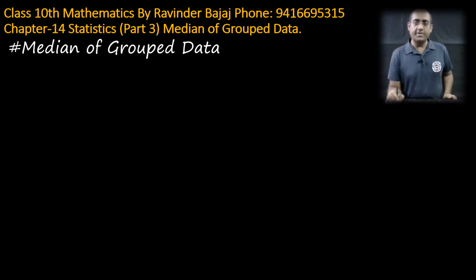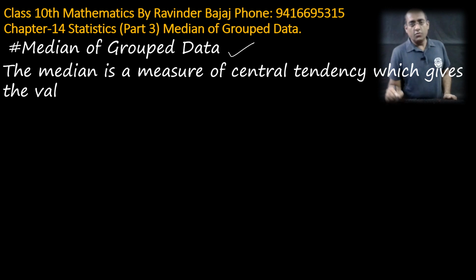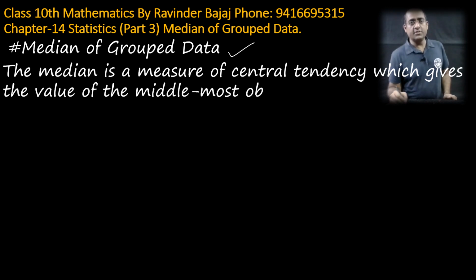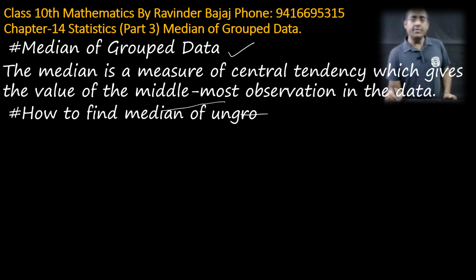Median of grouped data. We will learn how to find the median of grouped data. But before that, let's revise what we have done in class 9th. The median is a measure of central tendency which gives the value of the middlemost observation in the data. So we have to find the middlemost value. What is the purpose of median? To find the middlemost value.